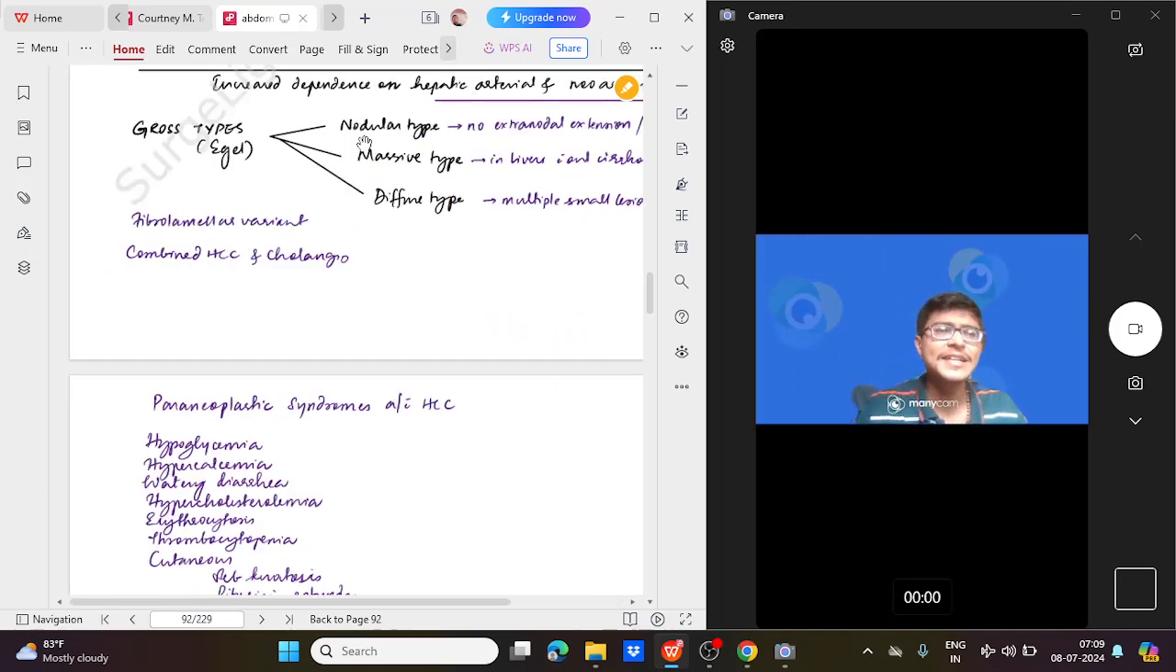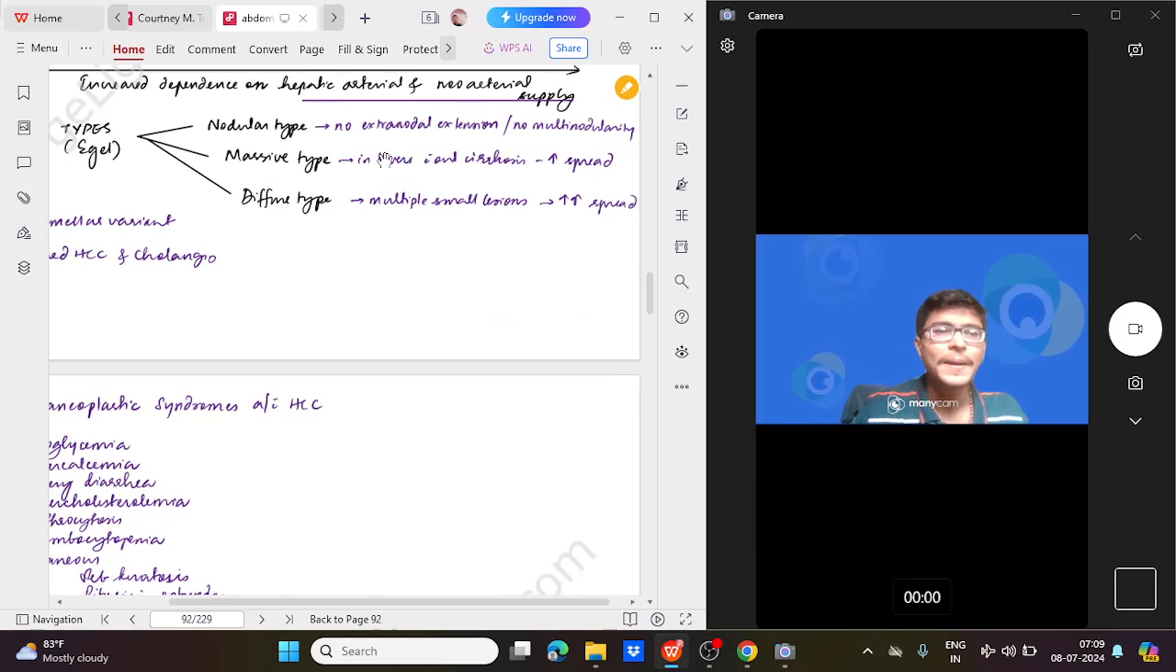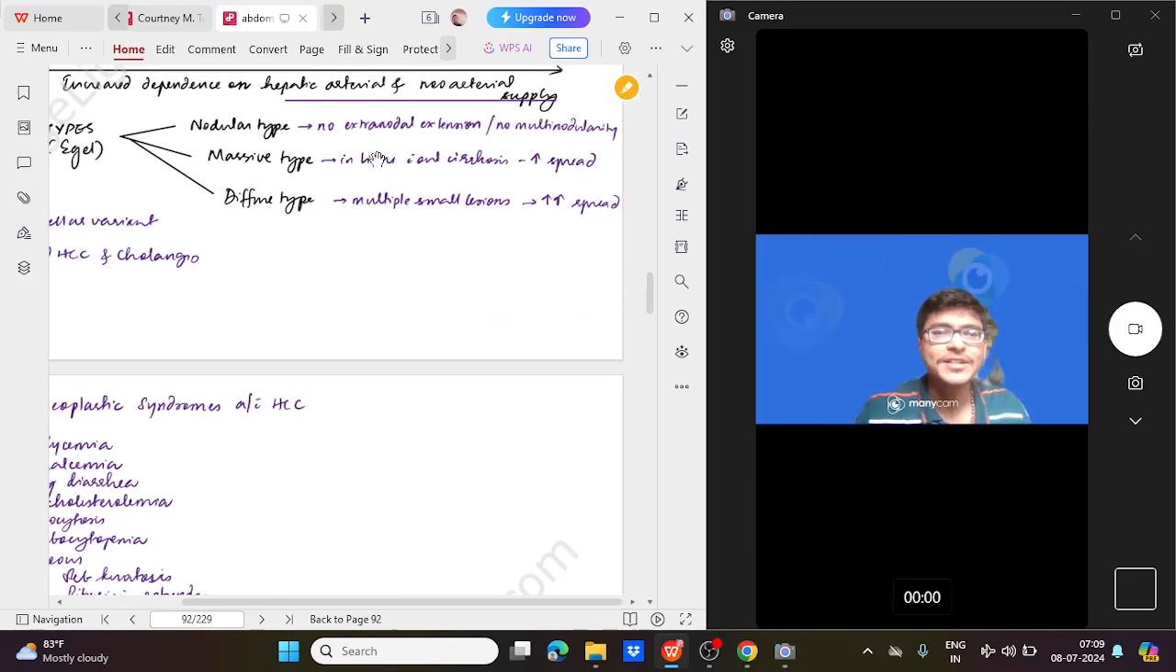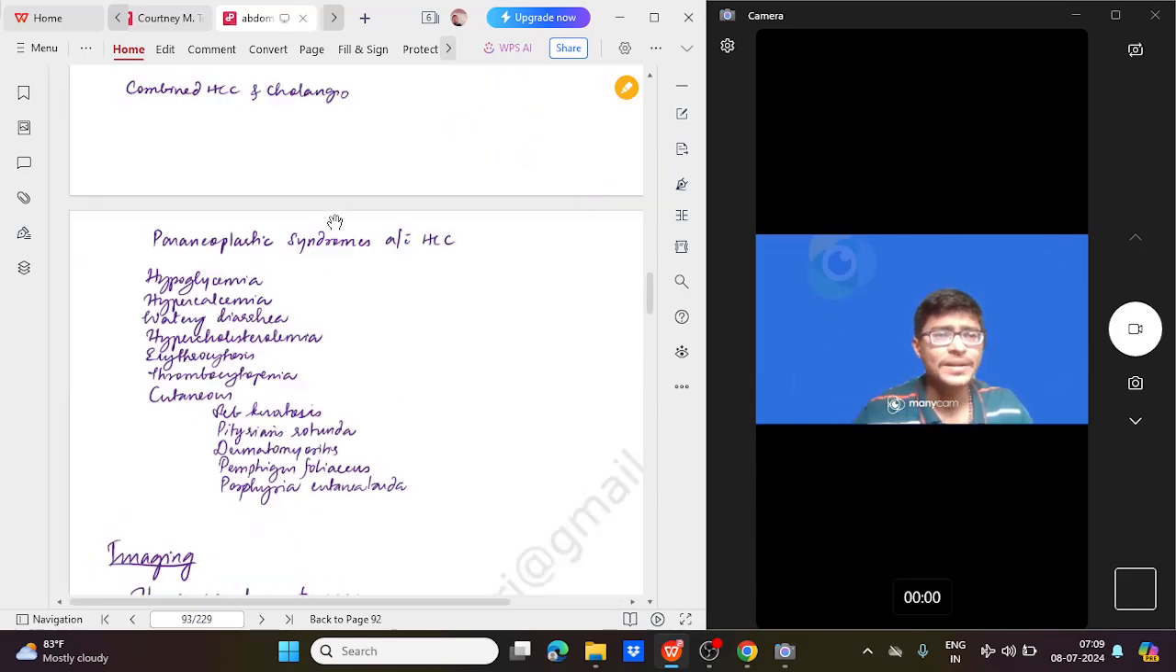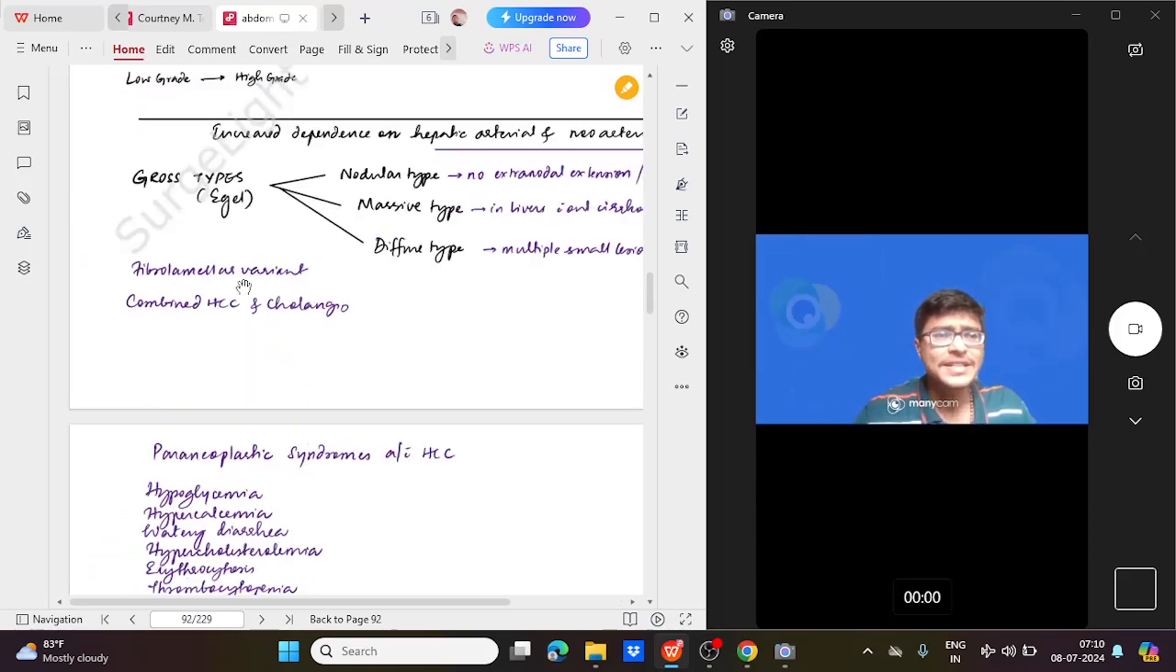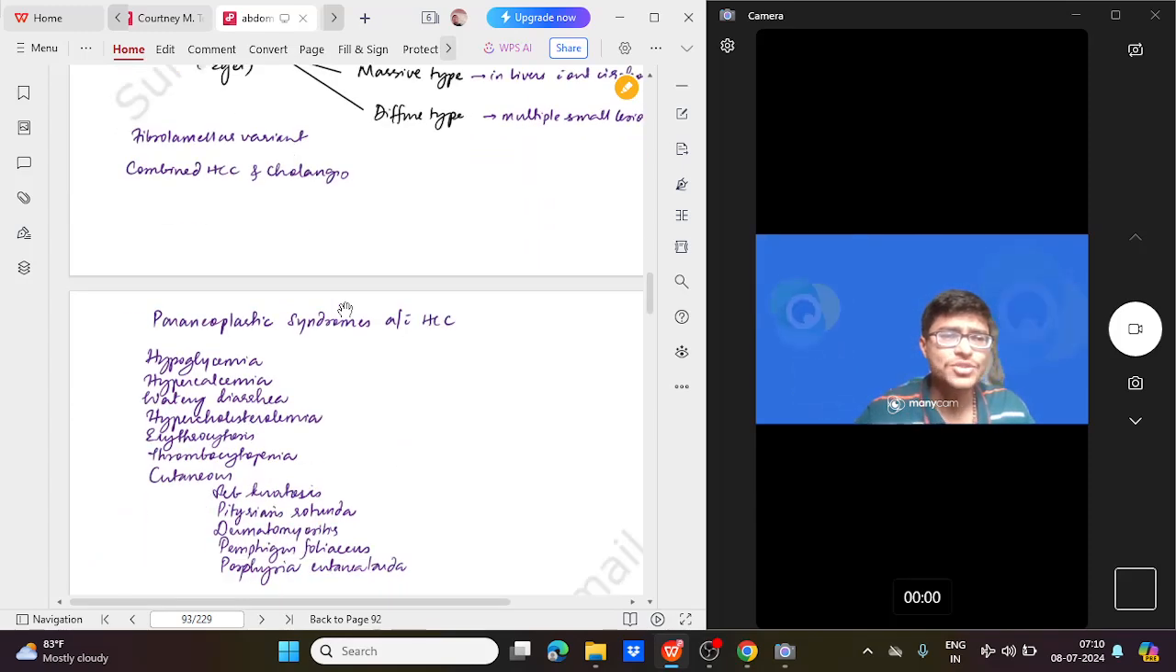Now we'll be seeing the gross types. So what are the gross types? These are the nodular type, where there is no extranodal extension, no multinodularity. Massive type, where it is in a liver without cirrhosis and has increased chances of spread, and diffuse multiple small lesions, which have the highest chance of spread. Then we have the fibrolamellar variant, and a combined HCC and cholangiocarcinoma.